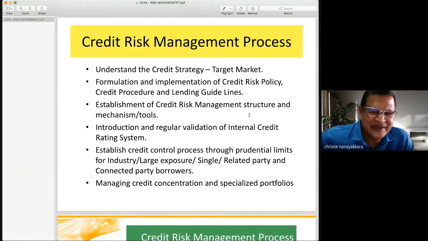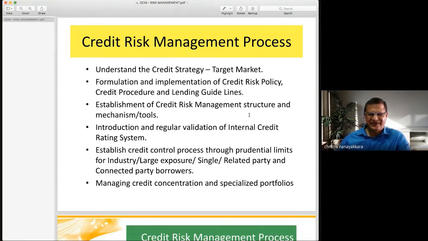So, introduction of regular validation of the internal rating system. Now, most of the banks have this. Before they give credit, they put the information into a computer system in the bank. We call it the rating system. The rating system is a very important tool that we have to evaluate a customer's creditworthiness.